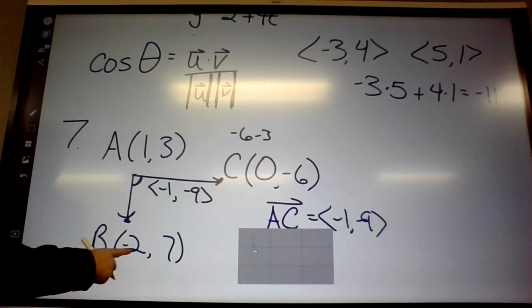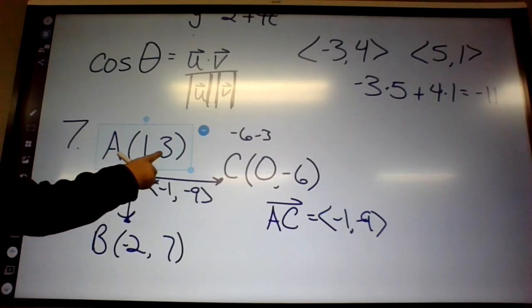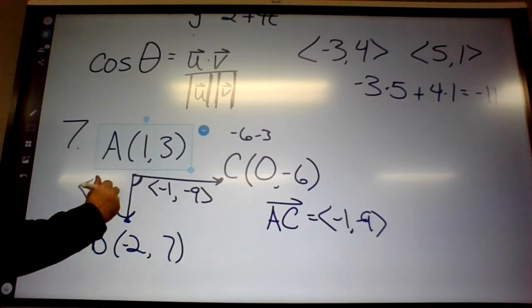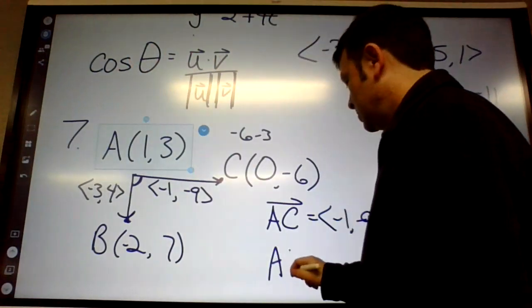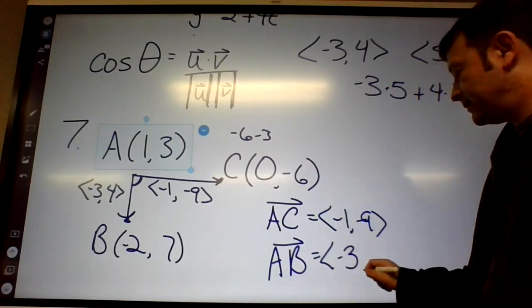How far is that moving in the x direction? -3. The y value, 3 to 7. Or you could say, what's 7 minus 3? +4. So vector AB equals -3, 4.